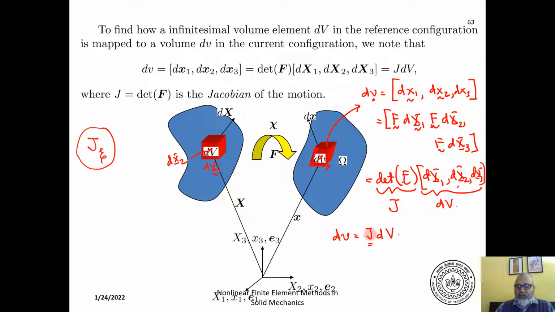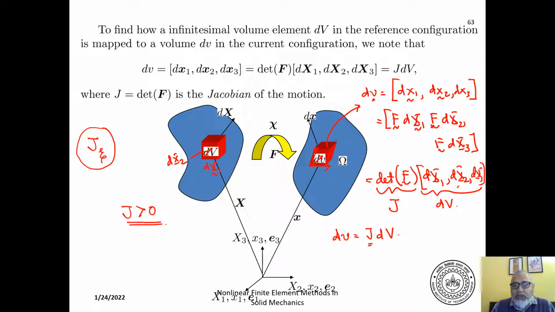J negative is also not allowed, because that means that this triple product and this triple product don't have the same sign. So the volume actually flips, which means that one of these axes flips and you get a different sign of the triple product. That is also not allowable. So therefore we have to have the condition that J is strictly greater than 0 all the time, for the kind of well-behaved motions that we are looking at for the time being.